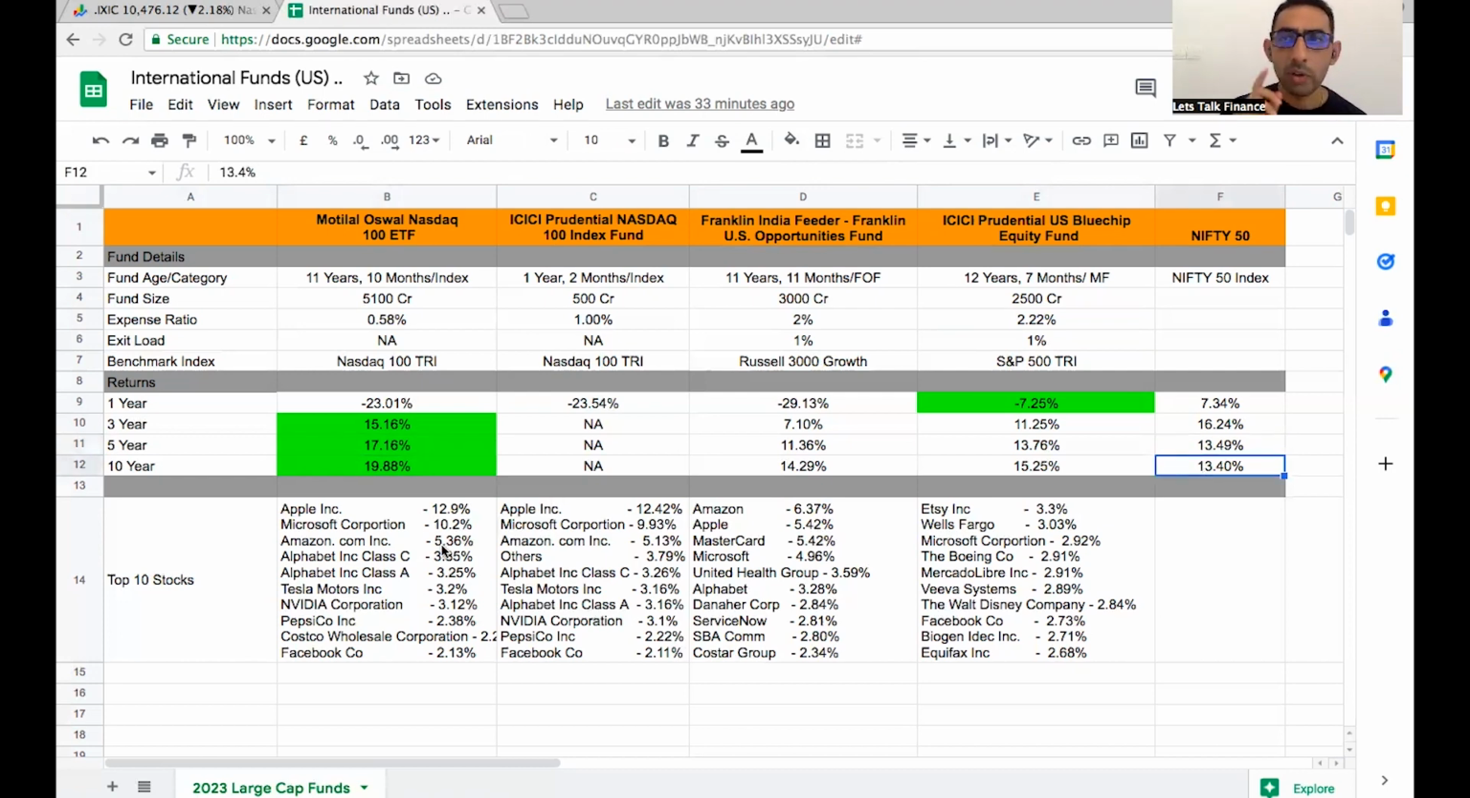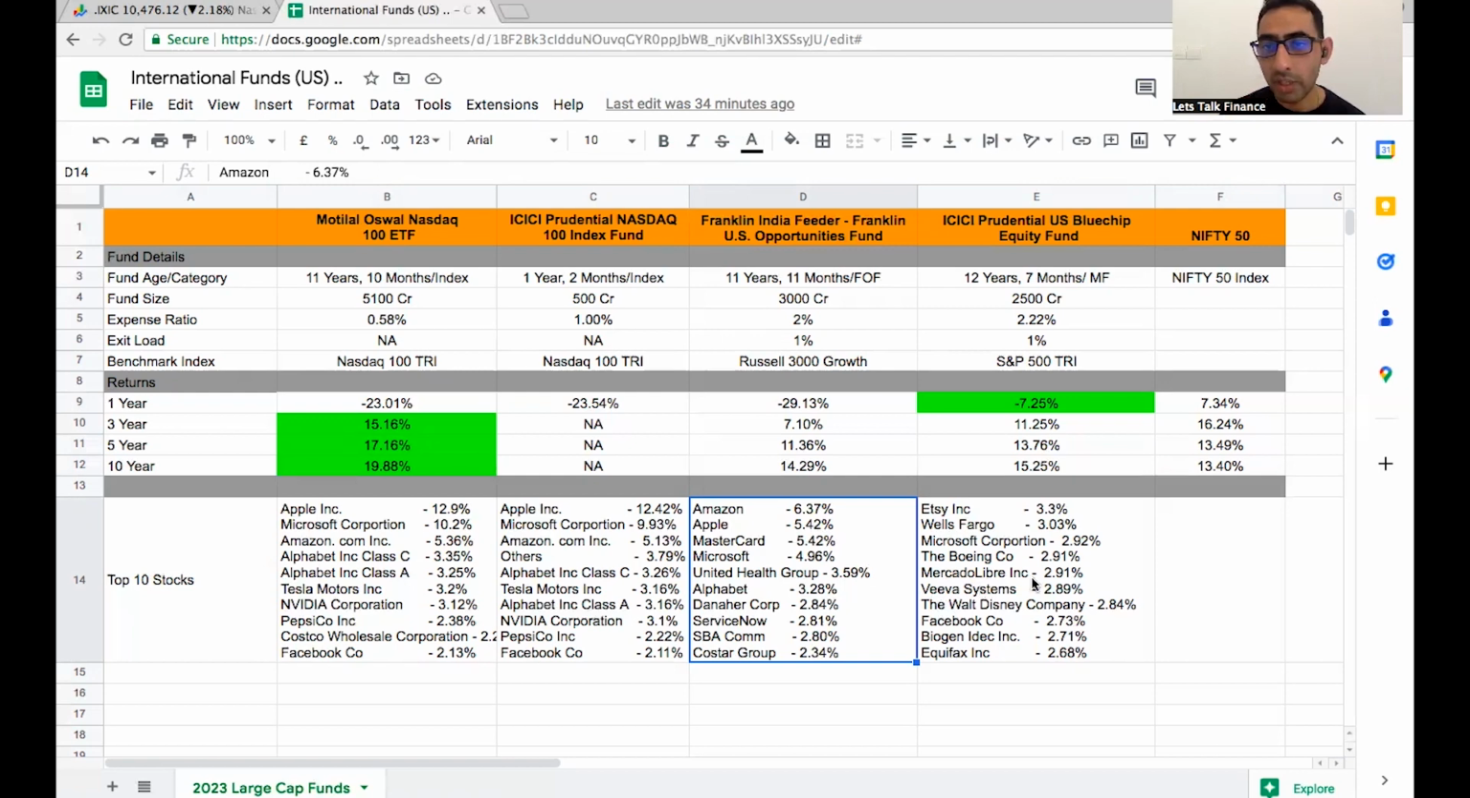Now let me quickly jump onto the top 10 stocks. So if you see Motilal Oswal and ICICI Prudential, here you see they are mirroring Nasdaq composite. So it's pretty much same. All your FANGs, Facebook, Amazon, Apple, Netflix, Google, or Alphabet, Microsoft, Costco, Pepsi, Nvidia, Tesla, all these companies are there in both the funds, which is Motilal Oswal and ICICI Prudential. Franklin India Feeder has a different set of stocks like MasterCard, United Health, Danaher, ServiceNow, and CoStar Group.